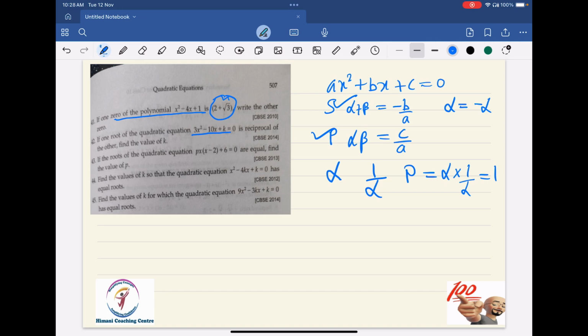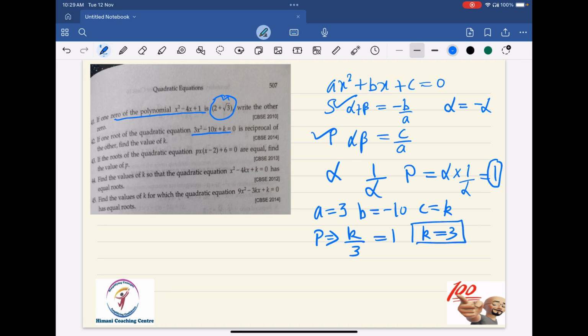Now we will just see what a is here. A is 3, B is minus 10, C is k. So we will simply write the product of the roots would be k by 3, and since the roots are reciprocal of each other, this would be equal to 1, which gives us our answer as k equals 3. See, this could be a one marker or MCQ. You just have to do it fast. So this is how we do this kind of question.